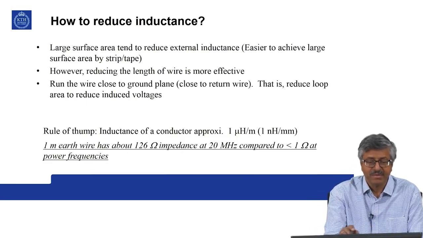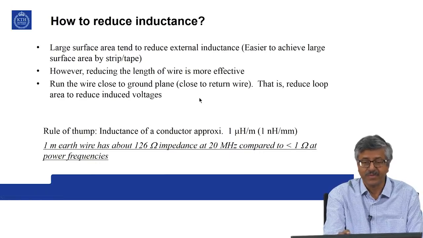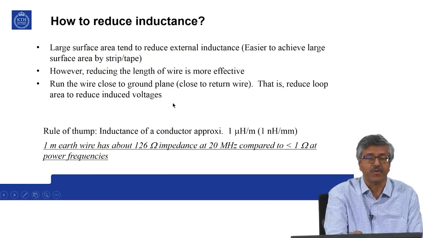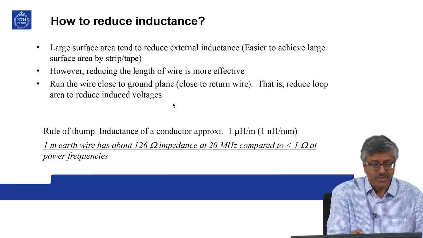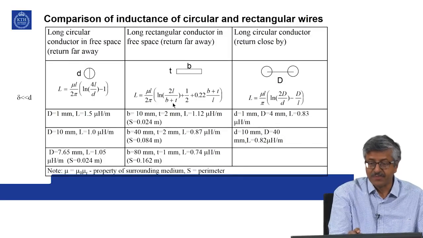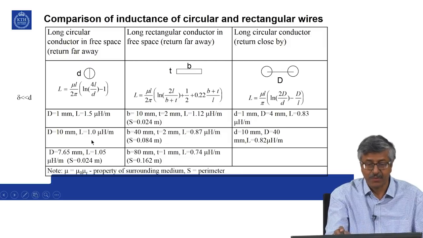Then another measure is to run the wire close to the ground plane, close to the return wire, that is, reduce the loop area to reduce induced voltages. So, this we have seen by comparing this picture with this one and the calculations below.